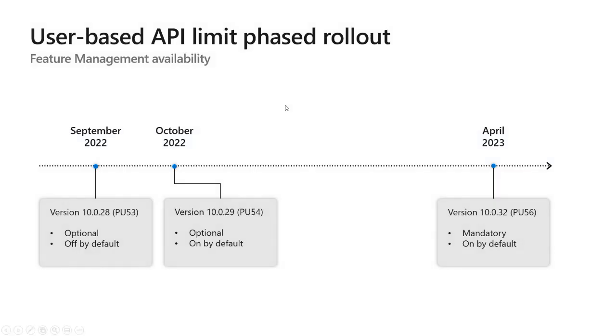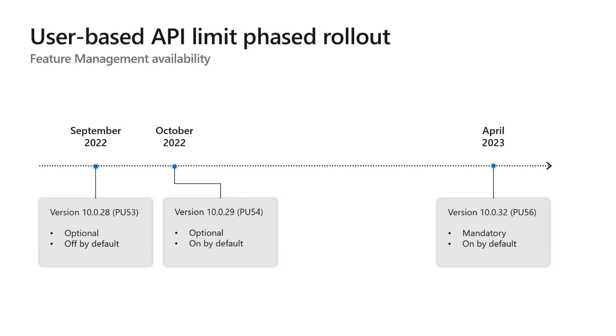So how are these going to roll out? These are the user-based API limits that are not yet available. And these will be implemented and available by a feature management switch in finance and operations. So in September of 2022 with PU 53, this will be the release before our October major release. In PU 53, we will introduce the feature management switch.